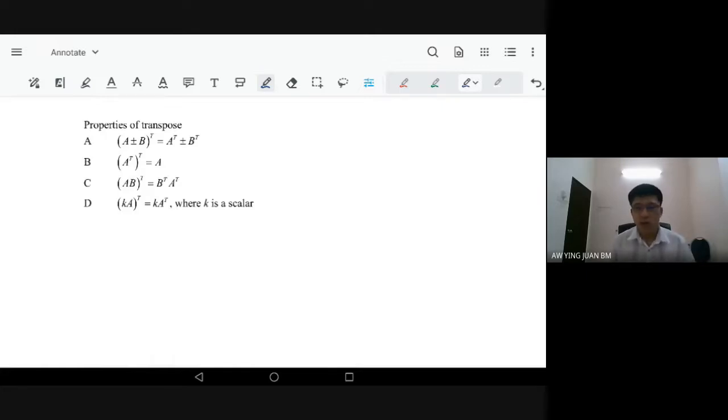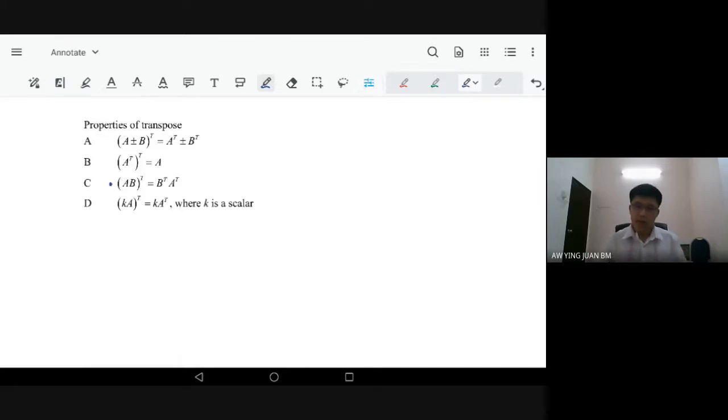For the third one, kindly take note, we have (AB) transpose, which means matrix A multiplied by matrix B, transposed. If we open the bracket, it becomes B transpose, A transpose. So kindly take note of that. Finally, as usual, we have a constant k multiplied with A. If we transpose and open the bracket, we have k multiplied with A transpose. So it only happens in matrices, but not for scalars.